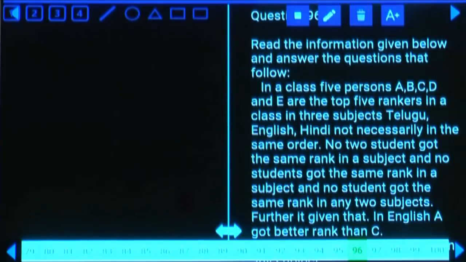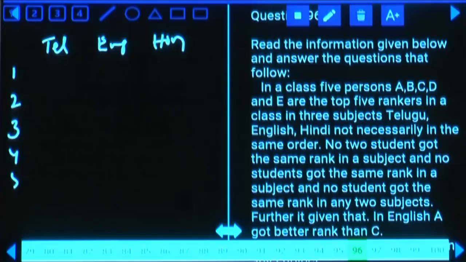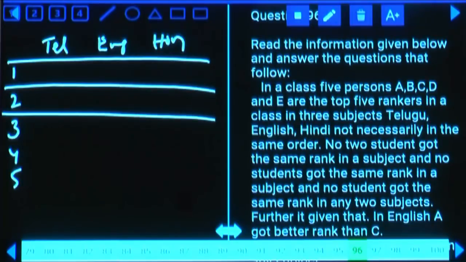Telugu, English and Hindi are the only 3 subjects. And how many people are there? 5 people, and these 5 students got how many ranks? 5 different ranks, isn't it? 1, 2, 3, 4, 5 different ranks. Now we need to identify who got which rank.